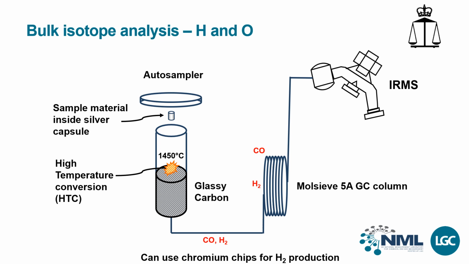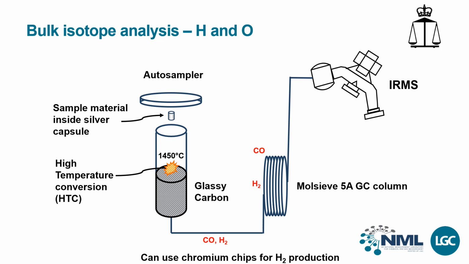This time, sample material is enclosed within a silver capsule. It is dropped into the reactor at a much higher temperature, where hydrogen and oxygen within the sample material are converted into hydrogen and carbon monoxide gases by thermochemical conversion or pyrolysis. Nitrogen within the sample is converted into nitrogen gas.